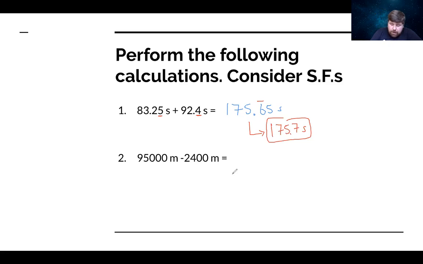For my last calculation here, I'm going to punch it into my calculator: 95,000 meters subtracted by 2,400 meters to get 92,600 meters. Now, as far as this goes, I must identify the certainty of each one of these measurements. The first measurement is certain to the thousands place, while the second measurement is certain to the hundreds place. The thousands place is less certain than the hundreds place, so I must round there. My final answer ends up being 93,000 meters.